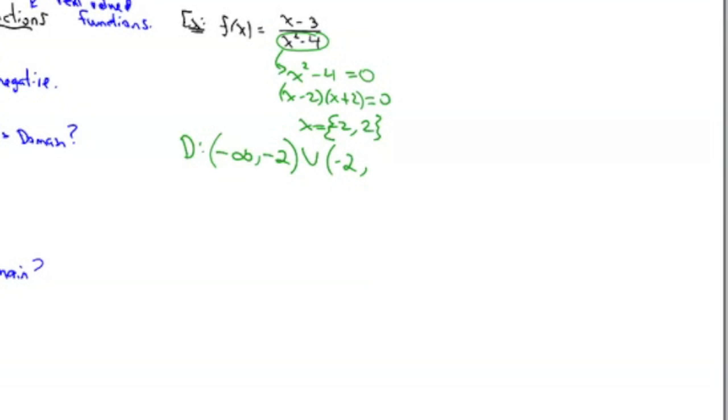Negative 2 parentheses, union, 2 parentheses, positive 4, positive infinity. Now you've got the pattern. I need to jump over the negative 2. I need to jump over the positive 2. I can't include either of them, but it can include all the other real numbers out there, just not those two. Okay? Seems reasonable, doesn't it? It's just I like picking at you.